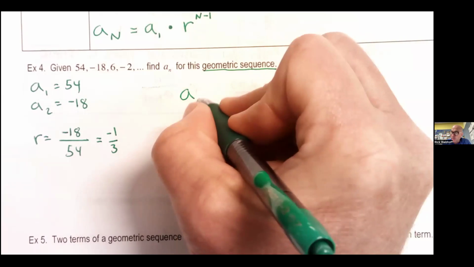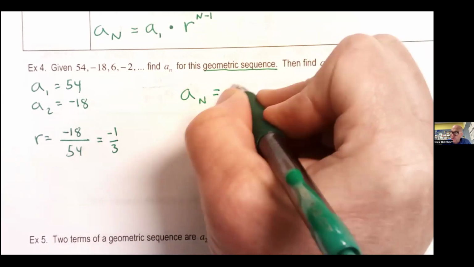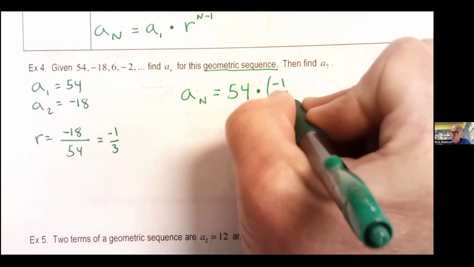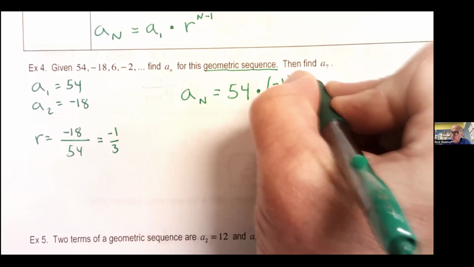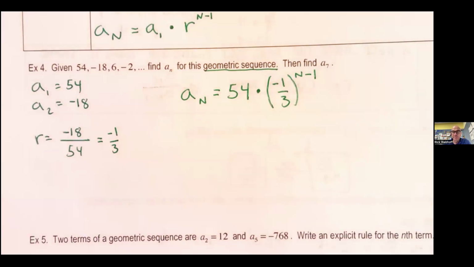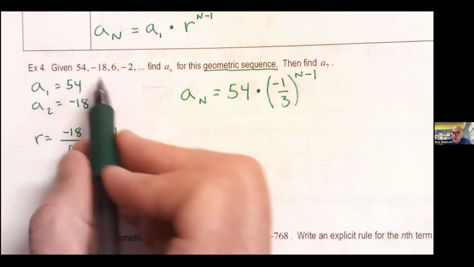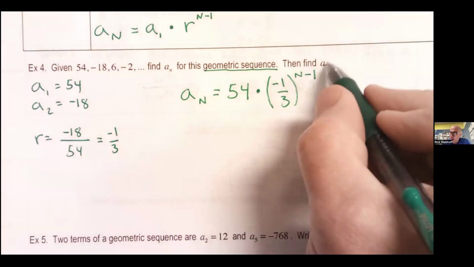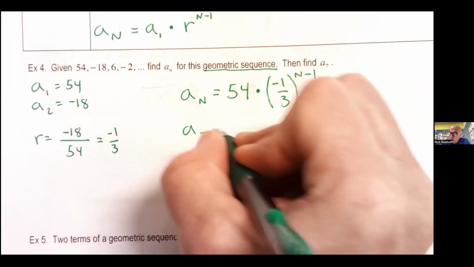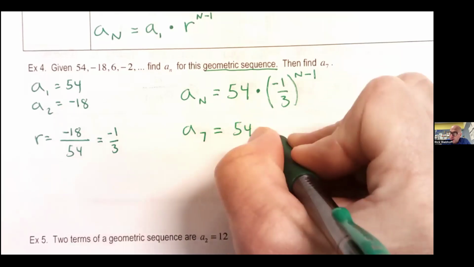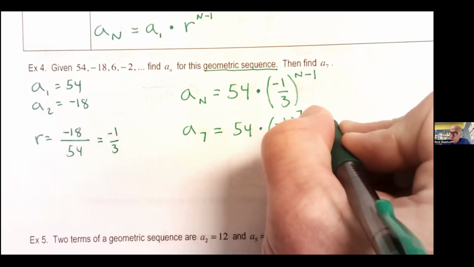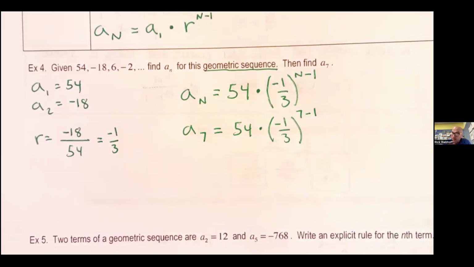So A sub n, the nth term, is equal to the first term, which is 54, times negative 1/3 to the n minus 1. That's it. Okay, if this looks kind of familiar, this is like exponential, either growth or decay. This would be kind of like exponential decay, right? That we just did a couple chapters ago. All right, now I need to find A sub 7. So the seventh term would be 54 times negative 1/3 to the 7 minus 1 power. Oh, is that the sixth power?